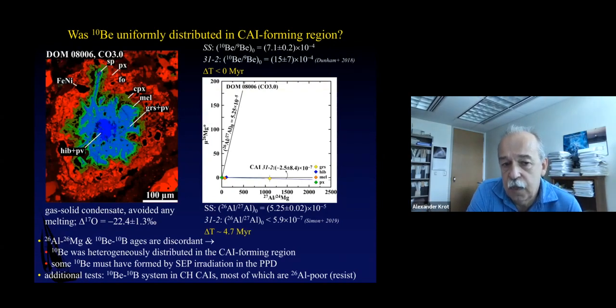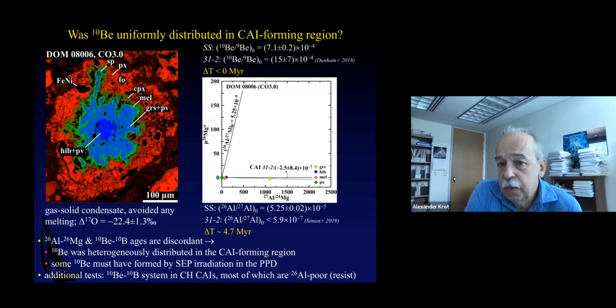Now an even more extreme example. This is a CAI from a primitive CO chondrite, so it avoided any metamorphism, any alteration. And the CAI is a condensate. It consists of minerals with the same condensation sequence as is predicted from a gas of solar composition. So you start from hibonite and condense grossite and melilite, pyroxene, forsterite, and enstatite. So it covers the entire condensation range of different minerals from the gas of solar composition. It's uniformly O-16 rich, so it means that it formed in a gas of solar composition. It avoided any melting.